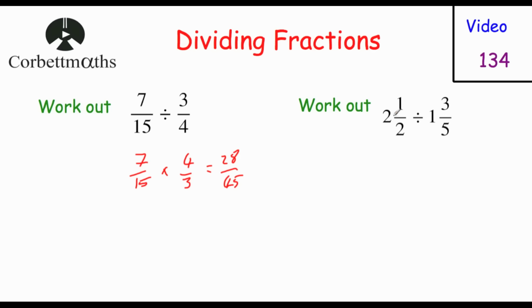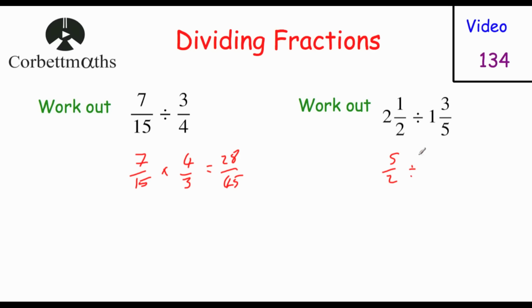Okay, our next question is to work out 2.5 divided by 1 3/5. So we've got mixed numbers here, so let's turn them into top-heavy fractions. So 2 1/2: 2 times 2 is 4, plus 1 is 5, so it's going to be 5 halves. And another way to think about it, remember, is if we're dealing with halves, if you had 2 pizzas and cut them into halves, you've got 4 of them, and another one would be 5 of them, so that'd be 5 halves.